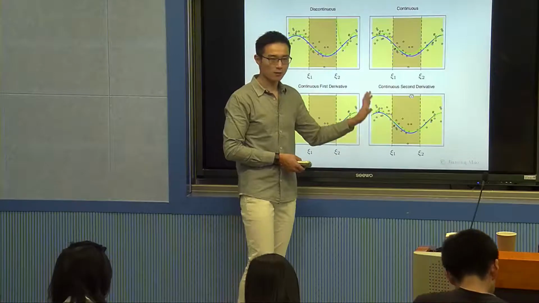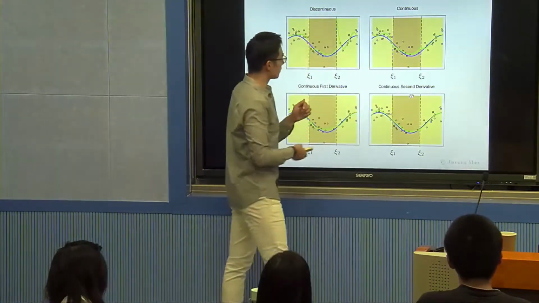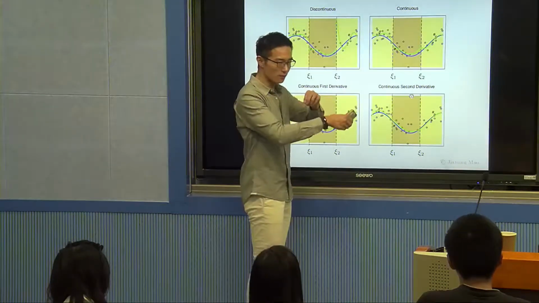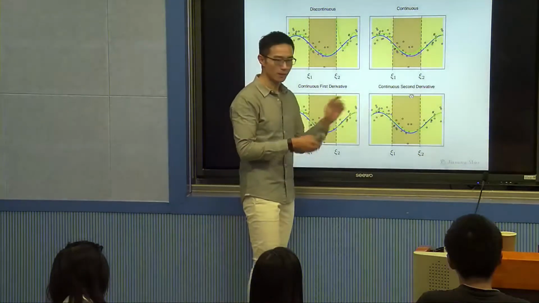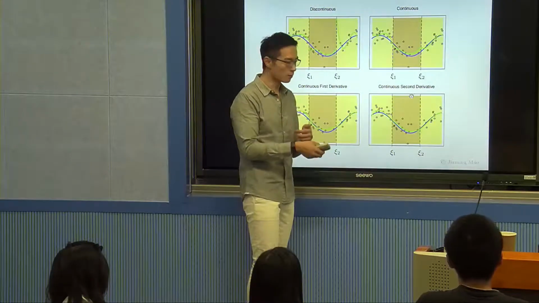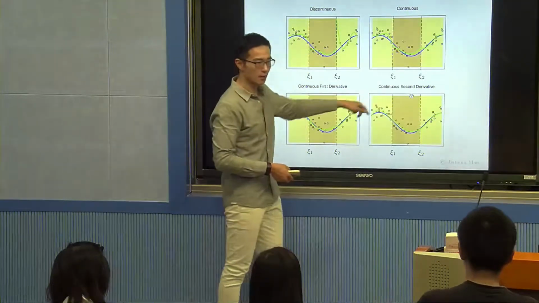Okay? So this is what I'm going to do. When I do piecewise polynomial, I'm going to require not only the y being continuous, the value to be the same at the boundary, I'm going to require the first derivative and the second derivative to be the same at the boundary to make it really smooth. Right? So instead of looking like this one, we'll end up looking like this very nice output curve.